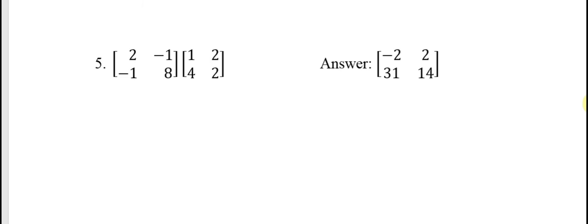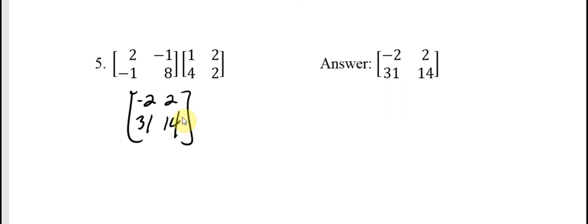Okay, so let's see this one. So this is 2 times 1, that's 2. And then negative 1 times 4 is negative 4, so it's 2 minus 4, negative 2. And then 2 times 2 is 4, minus 2 is a 2. Negative 1 times 1 is negative 1, plus 32, 31. Negative 1 times 2 is negative 2, plus 16, 16 minus 2, 14.